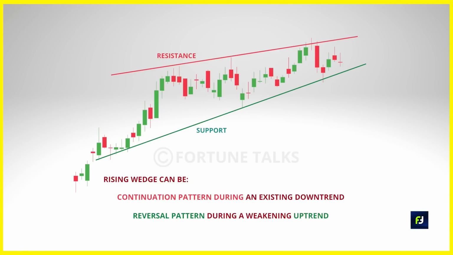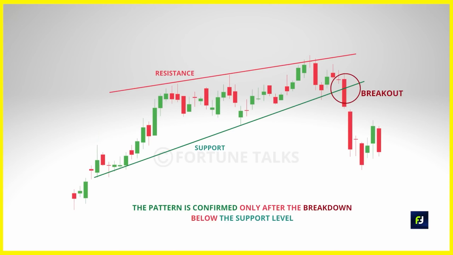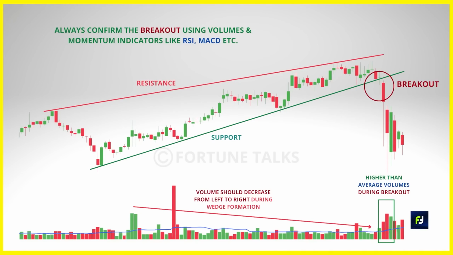The added advantage is that we can spot this pattern at the end of an uptrend or as a consolidation due to a short-term profit booking during a downtrend. But actually, the bearish confirmation of the pattern does not come until the upward sloping support line is broken in a convincing fashion. Ideally, we expect the volume to decline as the prices rise and as the wedge forms, and there should be an expansion or rise in volumes on the support line break, which can be taken as a bearish confirmation. Now, you can also use momentum indicators like RSI or MACD to spot the shift in momentum.